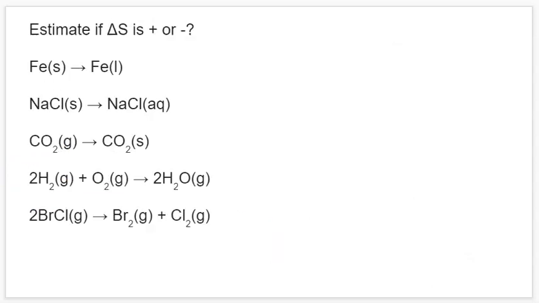So let's look at a couple examples and estimate if our delta S is going to be positive or negative. Remember that positive means an increase in disorder and negative means a decrease in disorder, or an increase in order. So we have iron solid becoming iron liquid. We have solid salt becoming aqueous salt. We have gaseous carbon dioxide becoming solid carbon dioxide. We have two hydrogen molecules interacting with an oxygen molecule to make two water molecules. And then we have two BrCl becoming a bromine molecule and a chlorine molecule.